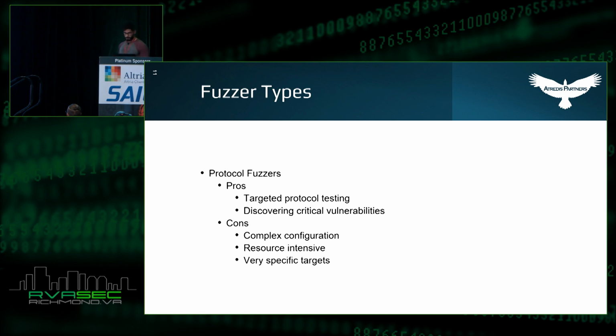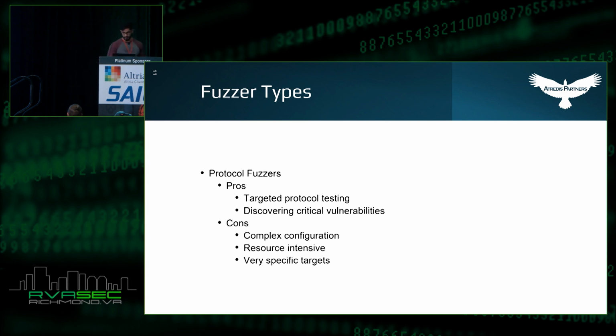The cons of using this kind of fuzzer: it's complex configuration. It's resource intensive, so you are going to use a lot of system resources to actually track everything. And they're very target specific, so you can't really use an HTTP fuzzer to fuzz something like an RDP protocol.